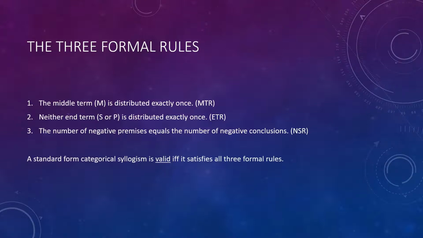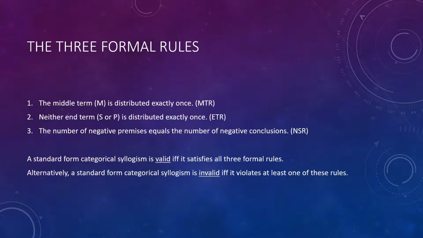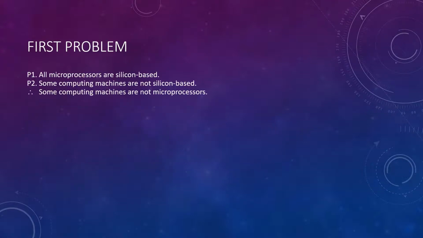How do we use these rules? Well, a standard form categorical syllogism is valid if it satisfies all three formal rules. Another way of putting it is that a standard form categorical syllogism is invalid if it violates even one of these rules. Let's put these rules into practice.